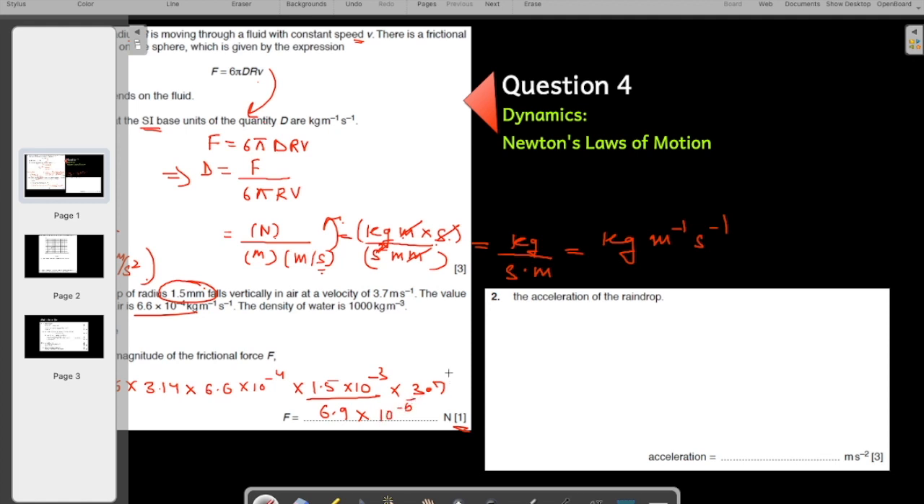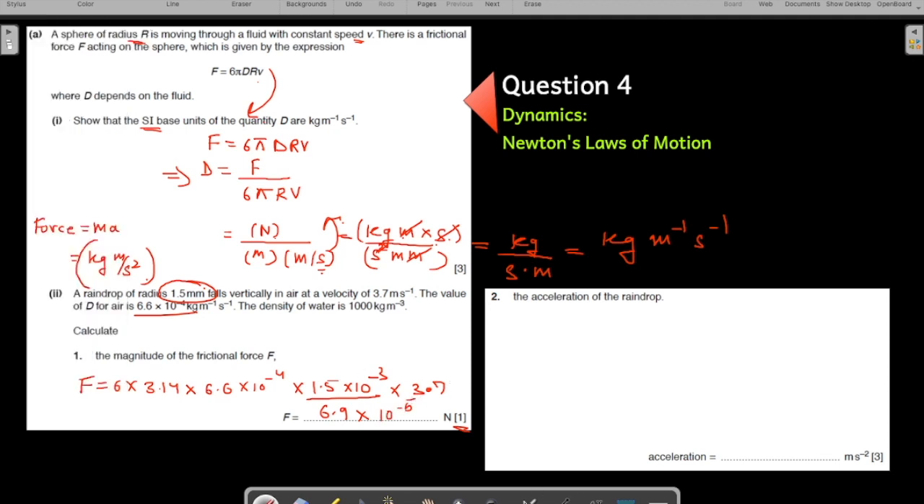You need not worry about the unit. Unit is already mentioned here in the question, right? Force is done, frictional force is done. Now they are saying the acceleration of the raindrop. You have to find the acceleration of the raindrop. It is a 3-mark question again. So already this question is 3 plus 3 plus 1, 5 marks, and there are more parts to it. So that means a lot of marks to be gained or to be worked on to get this right.